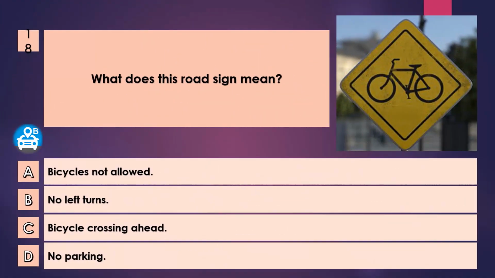What does this road sign mean? A. Bicycles not allowed. B. No left turns. C. Bicycle crossing ahead. D. No parking.